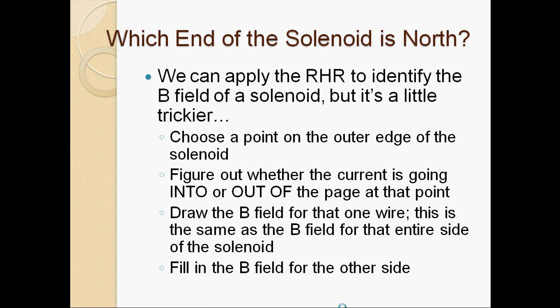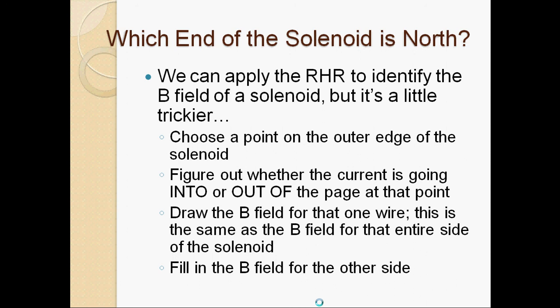Now here's my preferred method for figuring out the magnetic field for a solenoid. There are many ways. I would be happy to show them to you if this way doesn't work for you, but this is the one I've found to be the simplest in general. Your first step is to choose a point along the edge of the solenoid from your perspective. We'll figure out whether the current is traveling into the page or out of the page at that point, ignoring the rest of the solenoid.